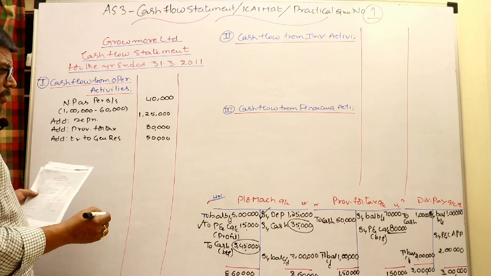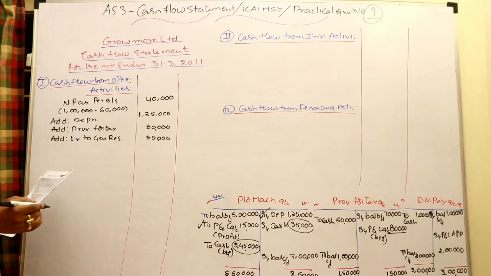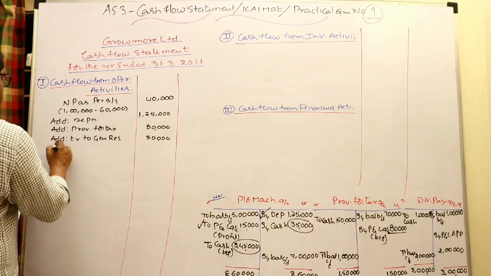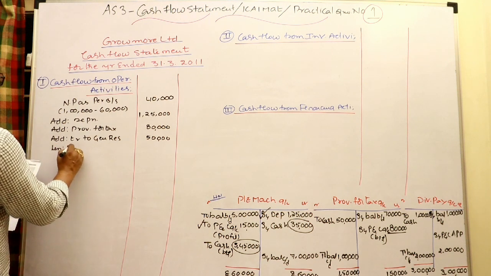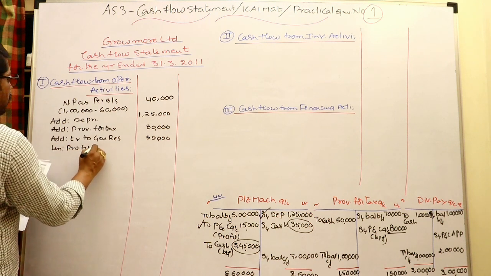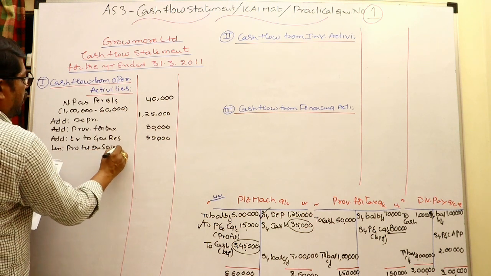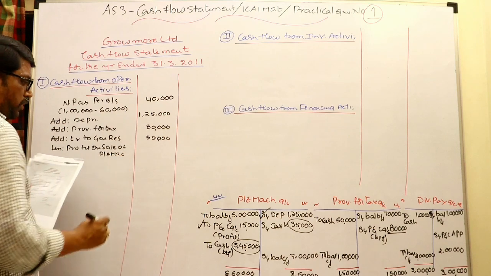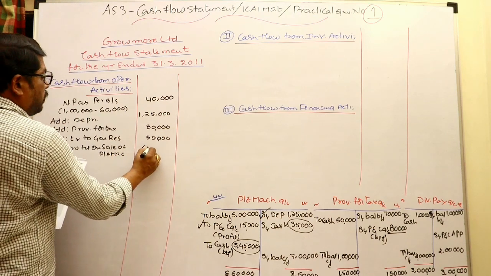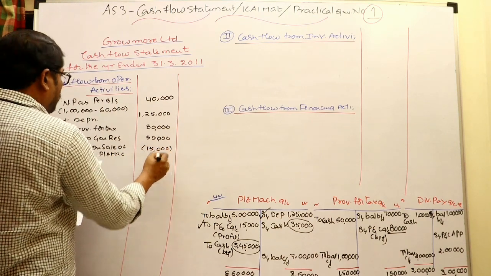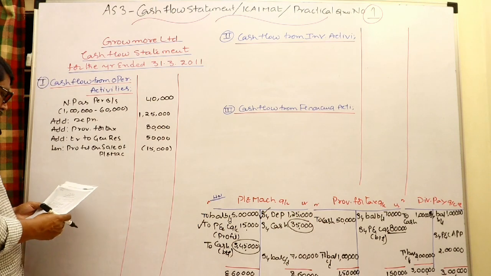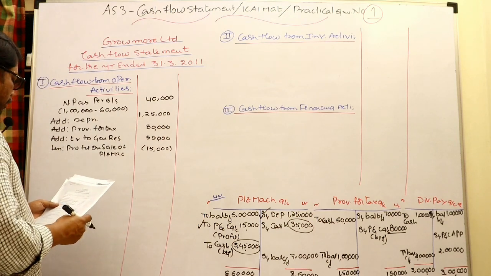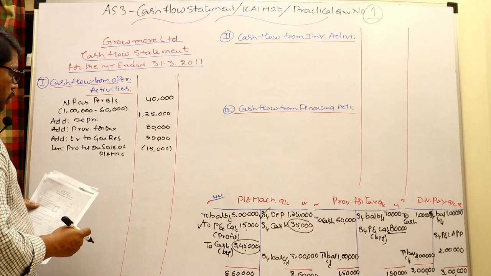Profit on sale of plant and machinery is a non-operating activity, to be withdrawn. Less: profit on sale of plant and machinery, 15,000.